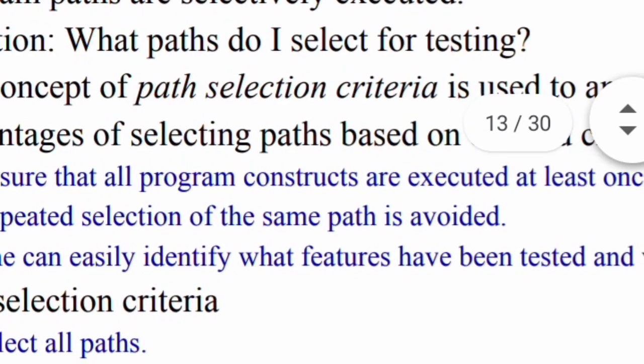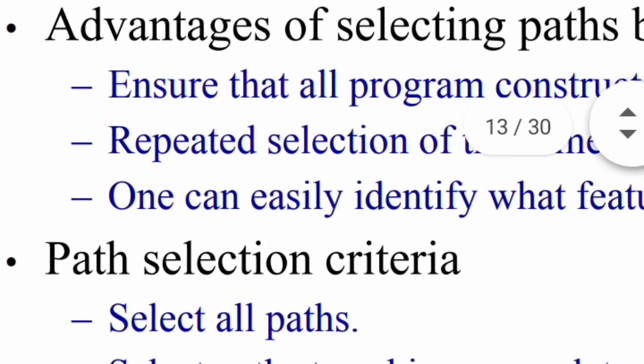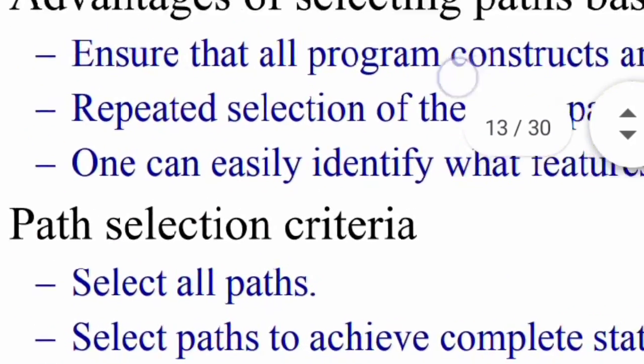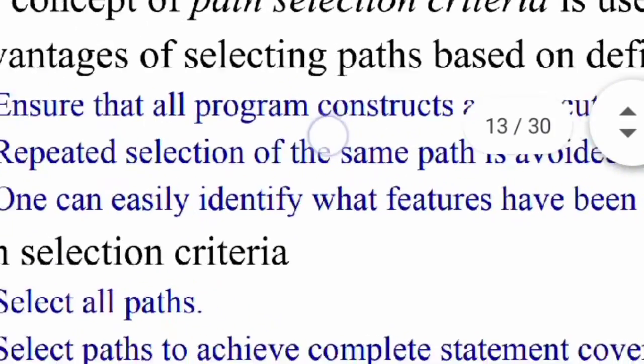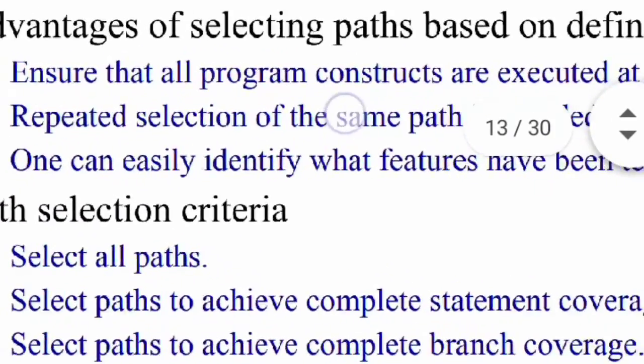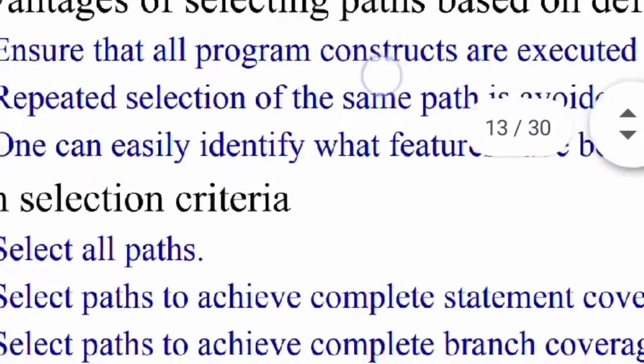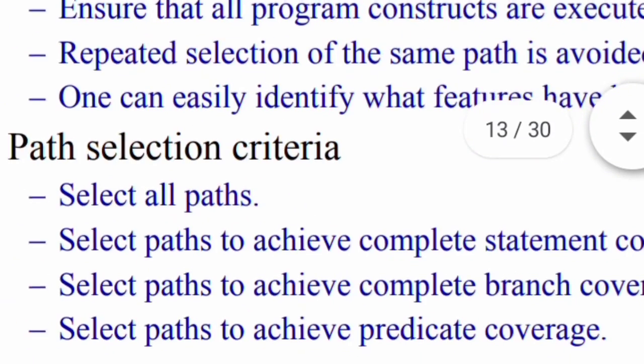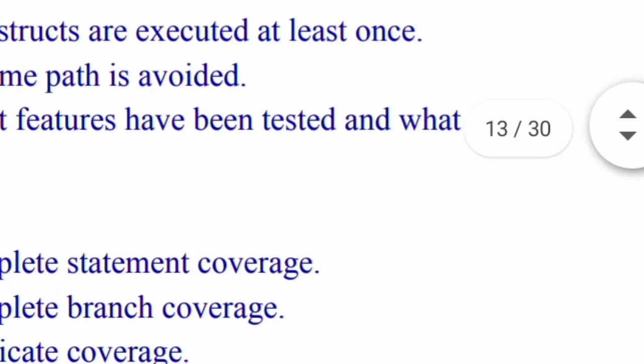Next, path selection criteria. Which criteria do we use for selection of the path? Program paths are selectively executed. Question: what paths do I select for testing? It's the question. The concept of path selection criteria is used to answer the question.